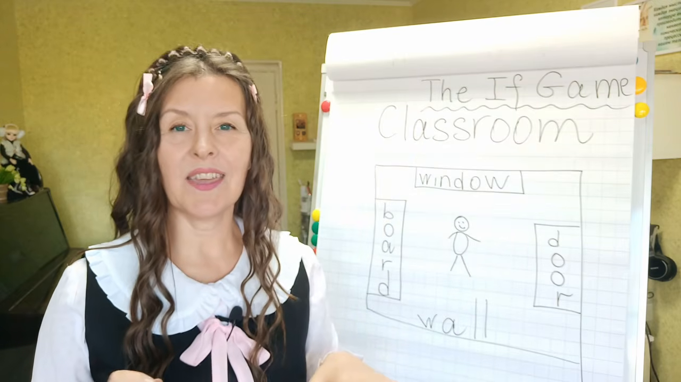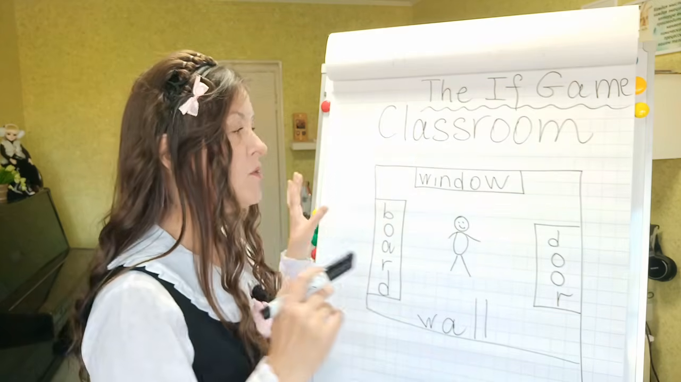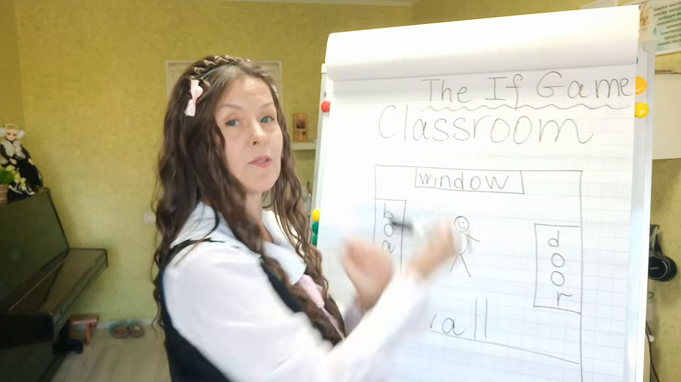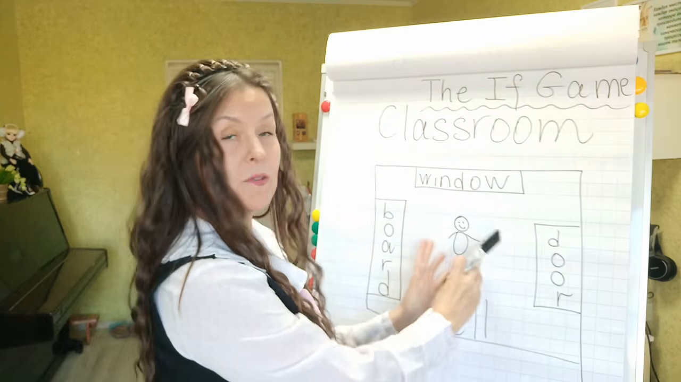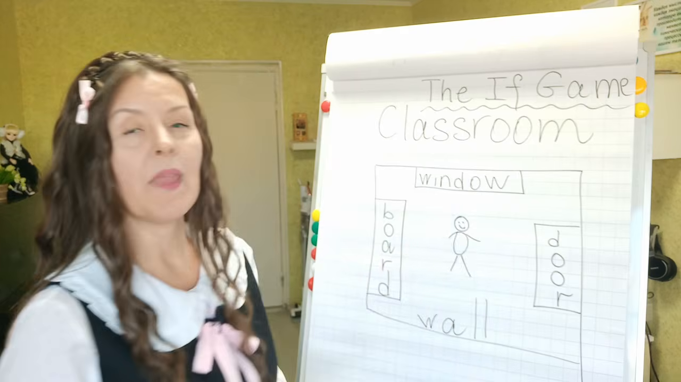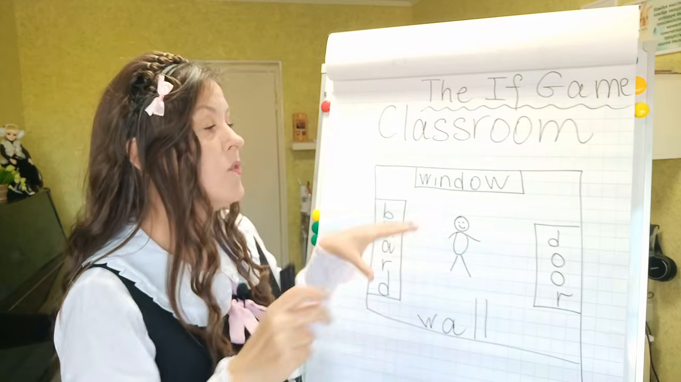If you like drinking orange juice, go to the window. So some students will go to the window. And the other students, the rest of them, they will stay here. If you have got a pet, go to the door.